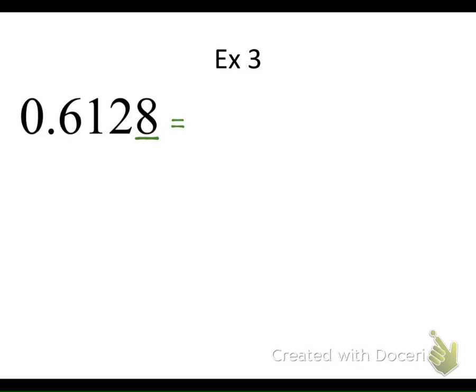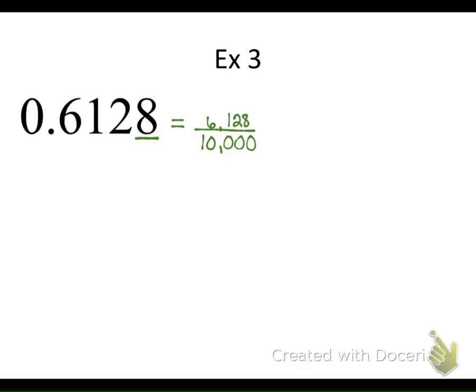Ten-thousandths. So my denominator is going to be what? 10,000. It's going to be a big one. So then my numerator is going to be what? What's my numerator going to be? 6,128.